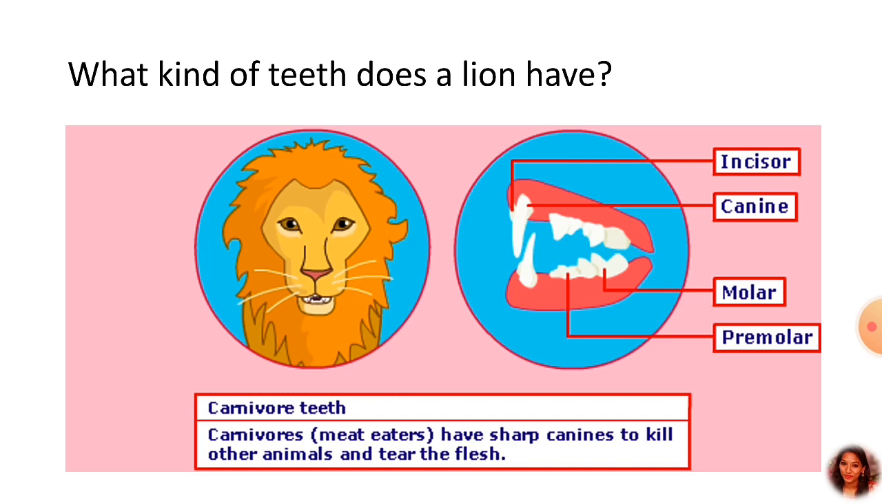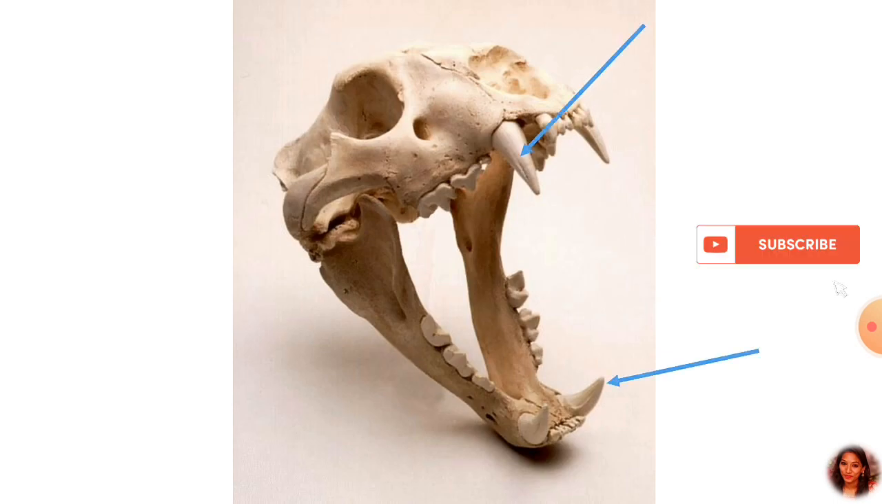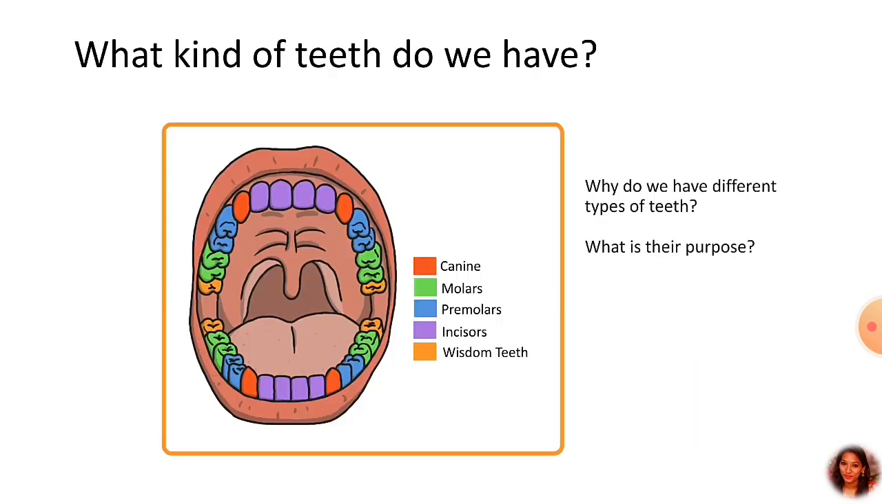Now, what kind of teeth does a lion have, as it is a carnivorous? The carnivorous are the meat eaters, and have sharp canines to kill other animals and tear the flesh. That is why they need incisors at the front and then a very prominent canine. Afterwards, to chew and to grind the food, they always have molars and premolars. So this is the main structural difference between the carnivorous and the herbivorous. This structure shows the very prominent canines at the front area.